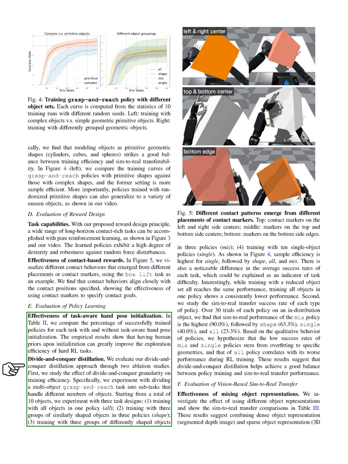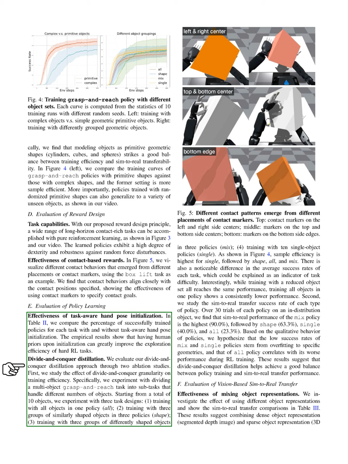In terms of policy learning, we assess the impact of task-aware hand pose initialization. Our findings indicate that incorporating human priors significantly enhances exploration efficiency in challenging reinforcement learning tasks. We further evaluate our divide and conquer distillation method through 2 studies. First, we analyze how the granularity of task division affects training efficiency by breaking down a multi-object grasp and reach task into subtasks with varying object counts.